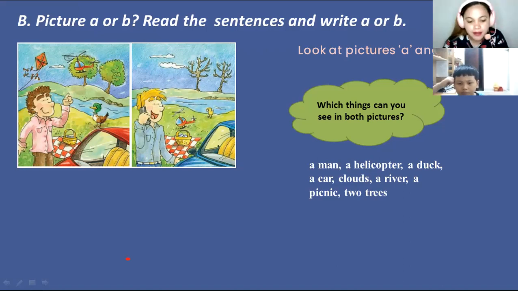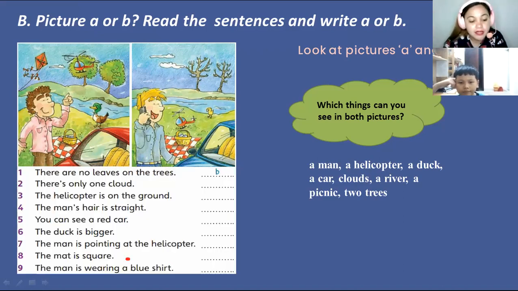Okay, now, Doug. So here is an example. Okay, there are no leaves on the trees. That's on picture B. Okay, how about number two? There's only one cloud. Where is it? A or B? A. Yes, very good. The helicopter is on the ground. A or B? B. Very good. The man's hair is straight. B. Very good. You can see a red car.